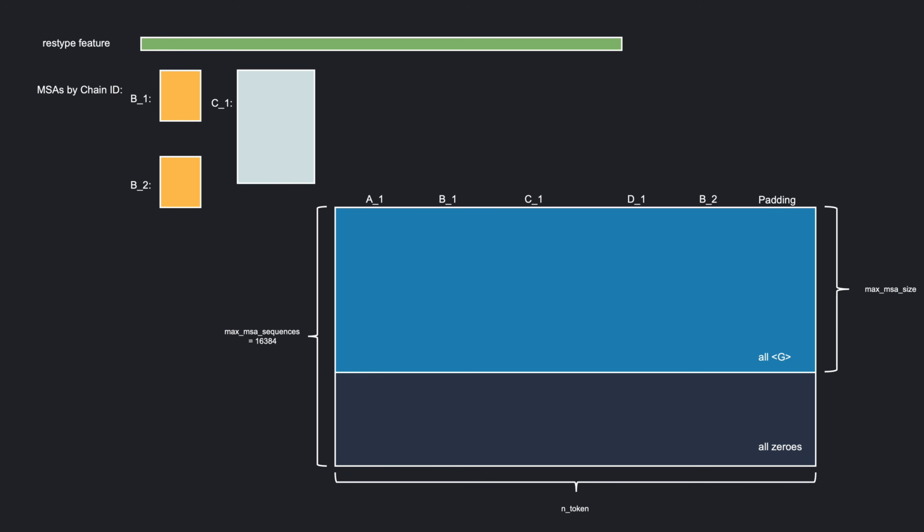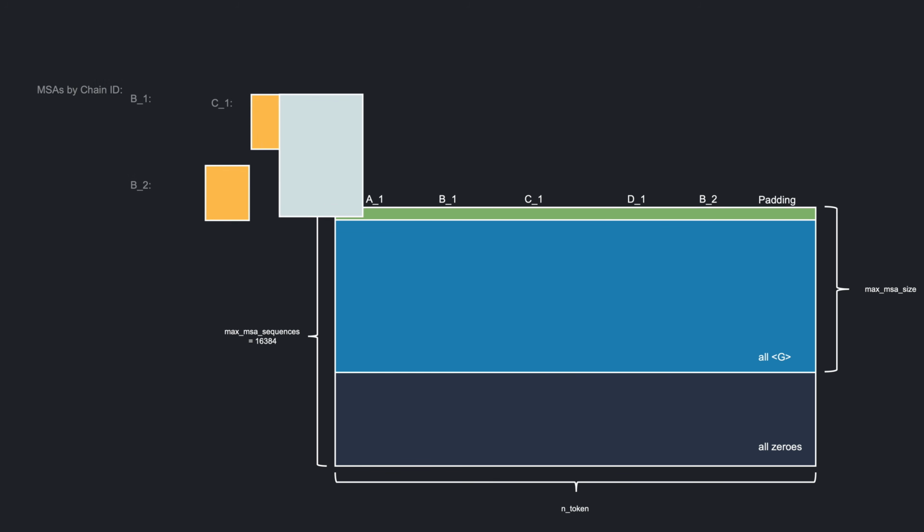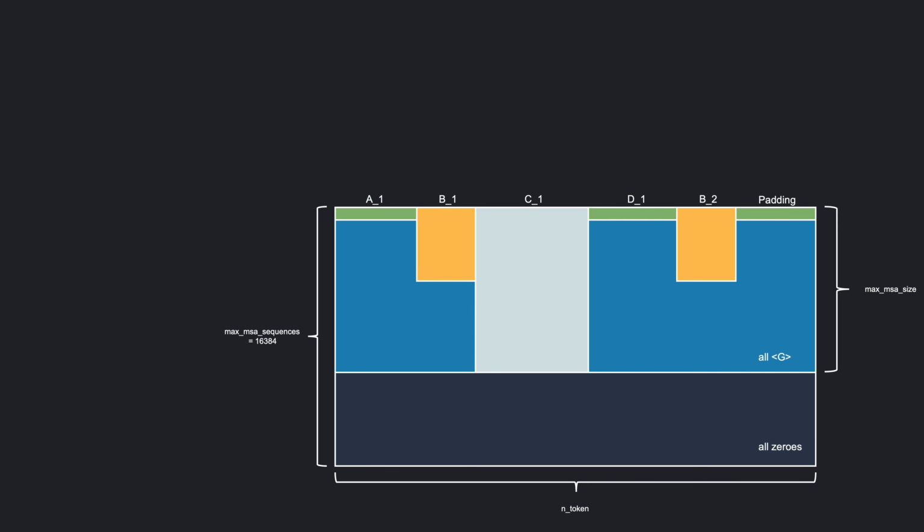The first line of the feature is set to the token feature restype. Then we iterate over the chain IDs that have an MSA available, and copy that into the corresponding region in our big MSA feature. Note that it doesn't matter if we overwrite the first row or not, since the first row in an MSA is always the target sequence, so the segments in the MSA encoding are identical to those in the restype feature.